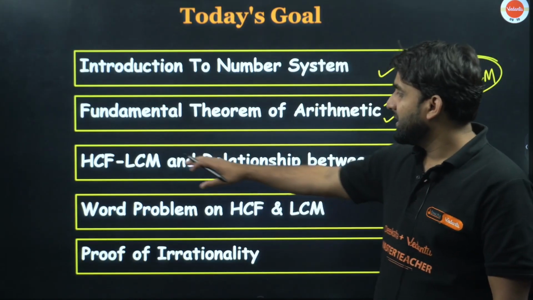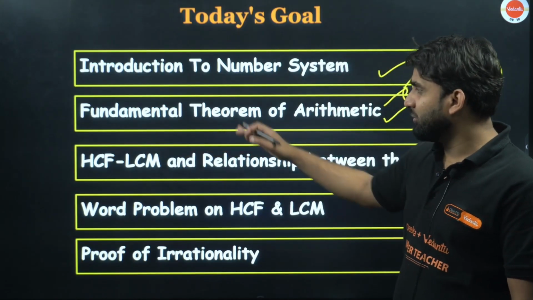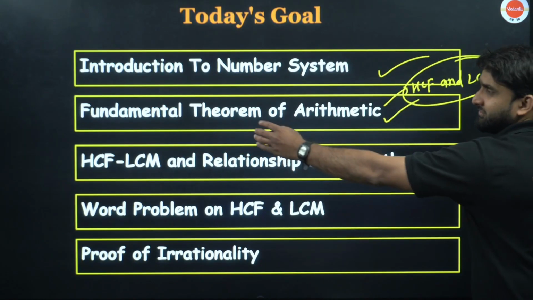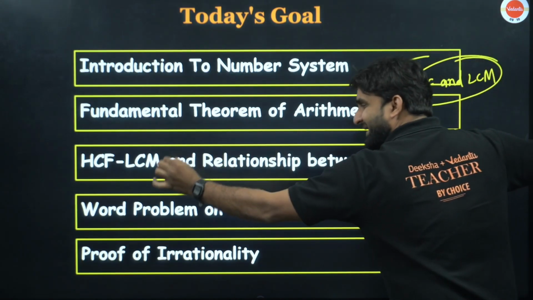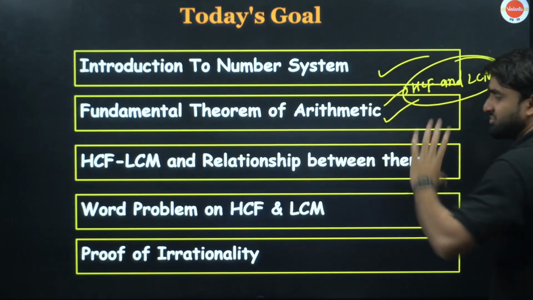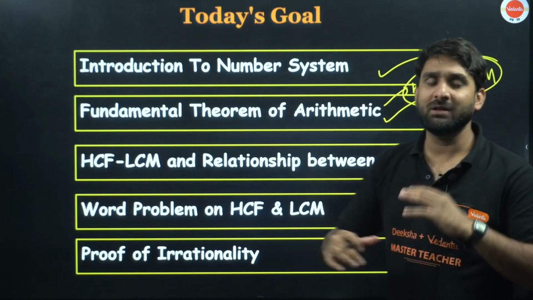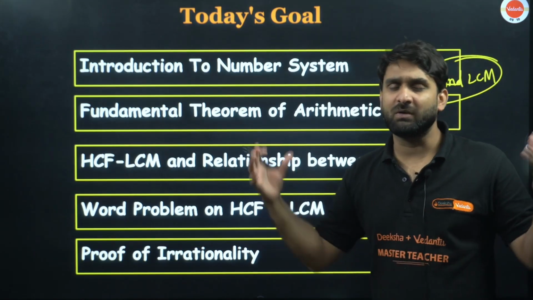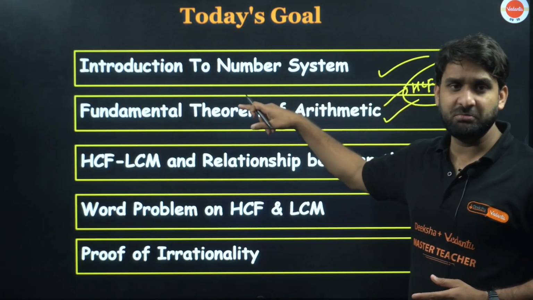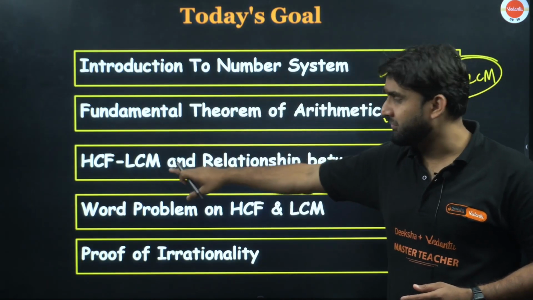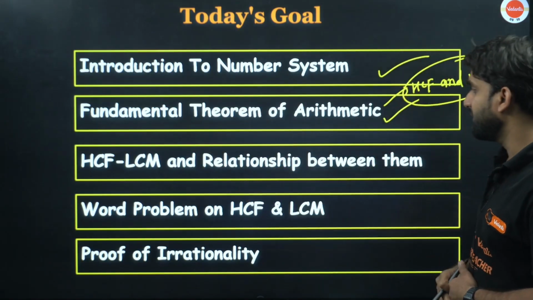Okay, now after doing this, because I have already told you, on the basis of this fundamental theorem of arithmetic, we will be solving HCF and LCM and the relationship between them. So we will be calculating the HCF and LCM of 2, 3, 4 and more integers using this theorem. So this is very important. This theorem is important for this. Okay, so we are going to talk about all these things.